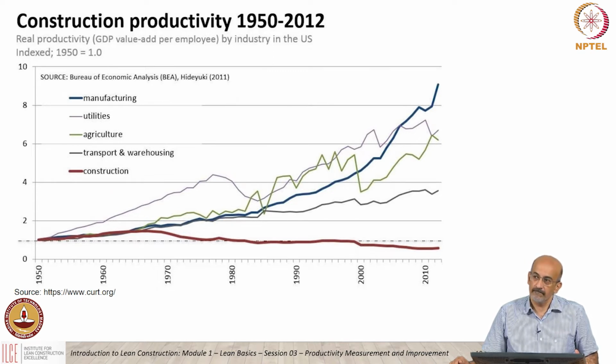The productivity in construction is very low compared to others. Right. So you can see that productivity in construction has been declining over the decades. Almost, it increased a bit and then started declining, whereas productivity of all the other industries shown here, whether it's manufacturing, utilities, agriculture, transport, has been increasing.